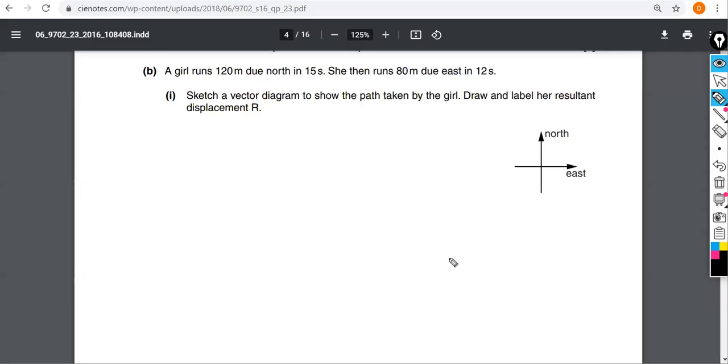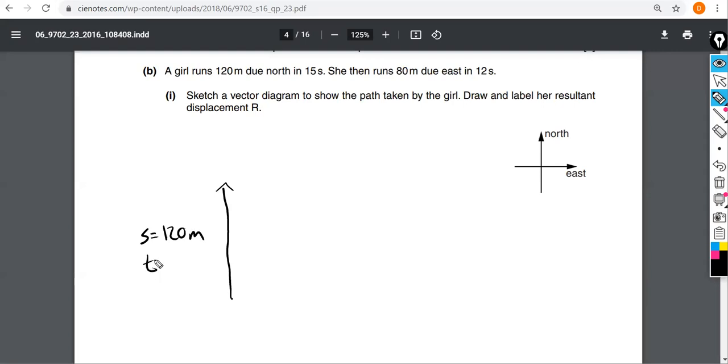All right, in this work example, we're going to be looking at some vectors and scalars and some of the first quantities that were introduced: distance, displacement, speed, velocity. So it says a girl runs 120 meters due north in 15 seconds. They've given us a nice little compass rose here. So north is this way. And I'll draw a little vector like that and label this as a displacement of 120 meters.